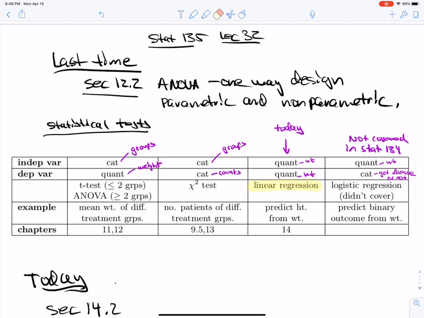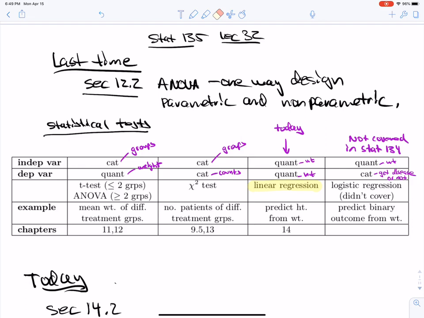If the two independent and dependent variables are both categorical, so for example, we have counts for each of the different groups, then we would do a chi-squared test. And so, for example, you could ask whether the number of patients of different treatment groups is following a certain multinomial distribution. Today, we're going to cover the case where independent and dependent variables are quantitative.